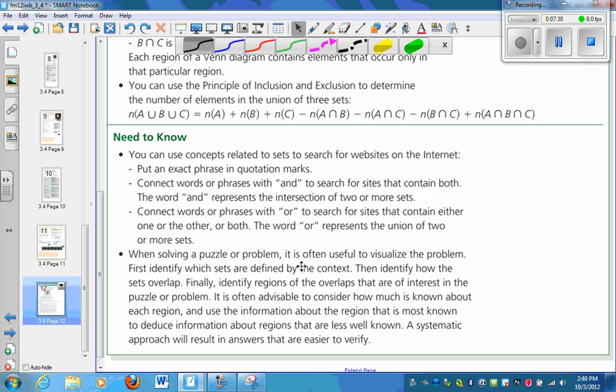When solving a problem, it's often useful to visualize the problem. First, identify which sets are defined by the context. Then identify how the sets overlap. Finally, identify regions of the overlaps that are of interest to the puzzle or problem. It is often advisable to consider how much is known about each region, and then use the information about the region that is most known to deduce, remember deduction means using known facts, information about regions that are less well known. A systematic approach will result in answers that are easier to verify.